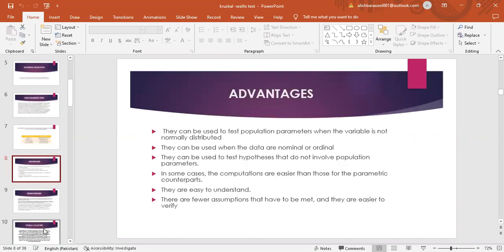Advantages. They can be used to test population parameters when the variable is not normally distributed. They can be used when the data are nominal or ordinal. They can be used to test the hypotheses that do not involve population parameters. In some cases, the computations are easier than those for the parametric counterparts. They are easy to understand. There are fewer assumptions that have to be met, and they are easier to verify.